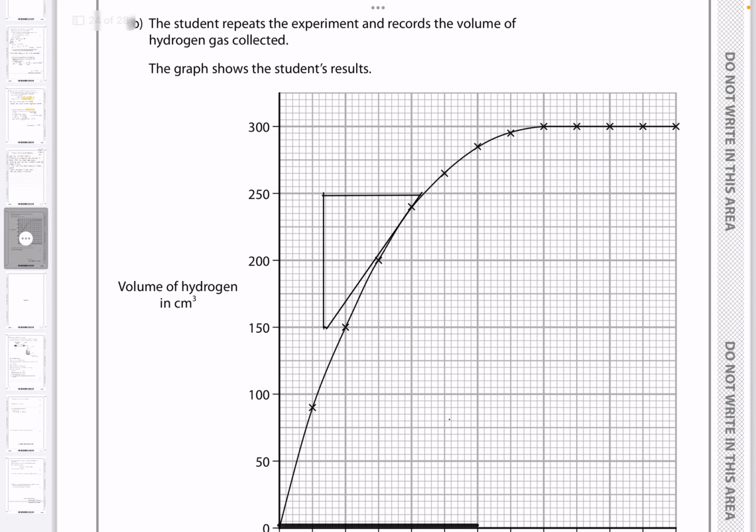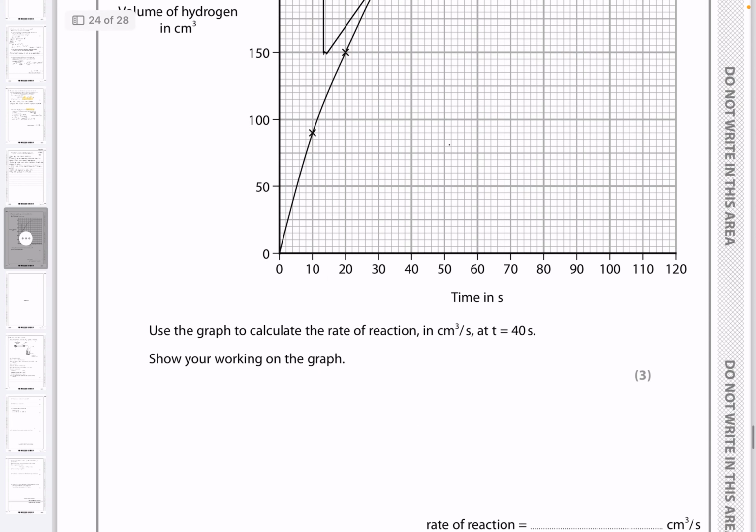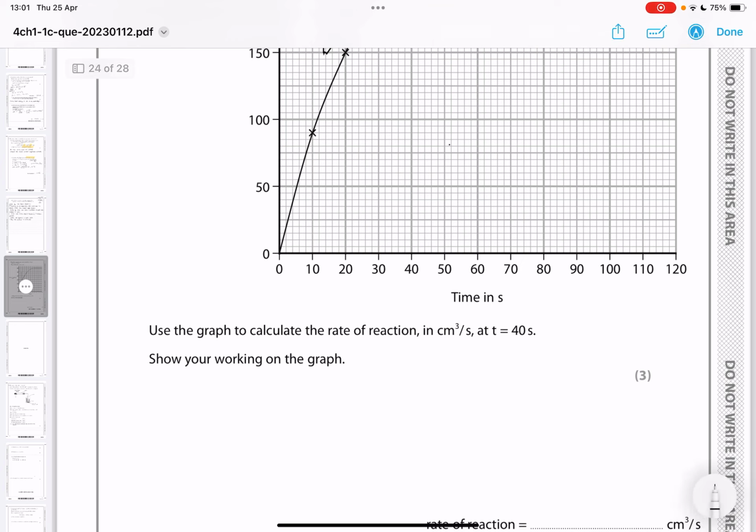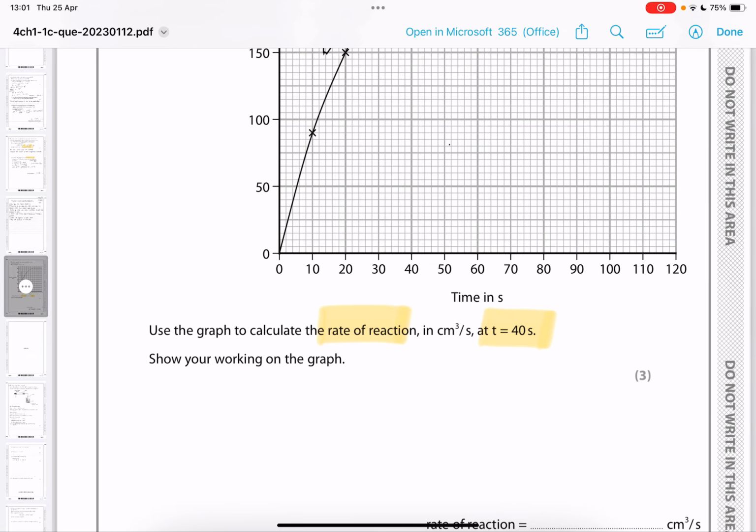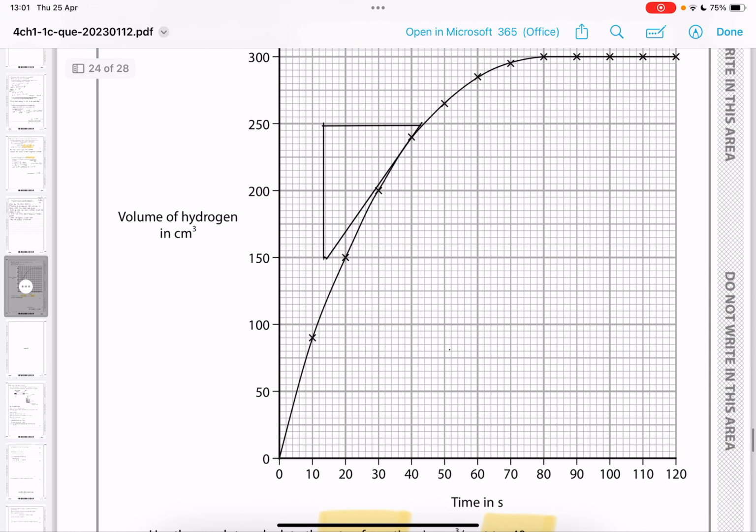The student repeats the experiment and records the volume of hydrogen gas collected. The graph shows the student's results. Use the graph to calculate the rate of reaction in centimeters cubed per second at t equals 40 seconds. Show your working on the graph. Whenever they want you to calculate the rate of reaction at a particular time, in this case t equals 40 seconds, you need to draw a tangent at t equals 40. I've already done that on here, but you draw a tangent at t equals 40, and you need to find the gradient, and that's how you find the rate of reaction.